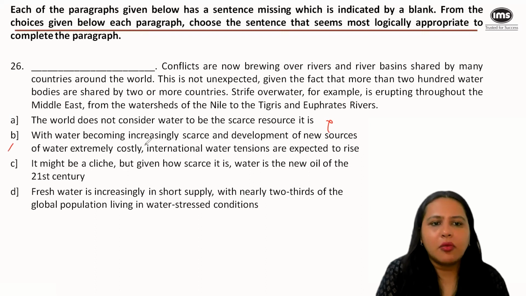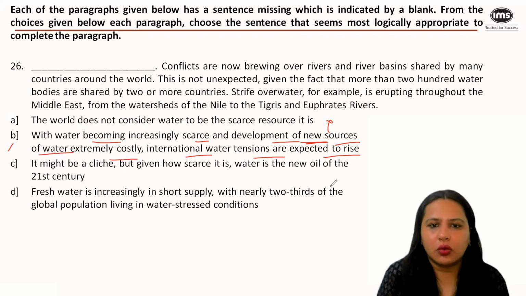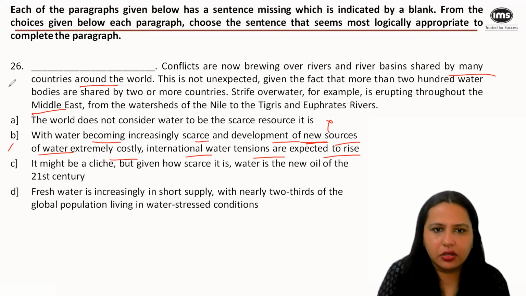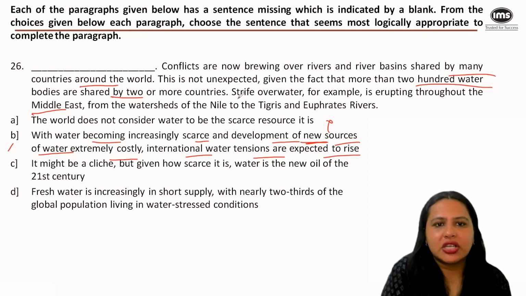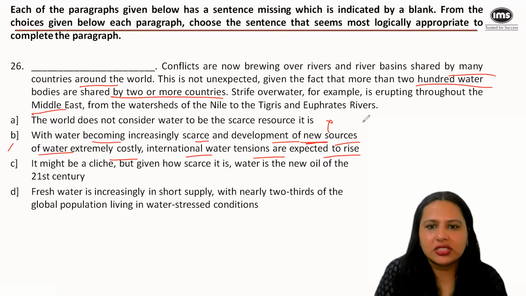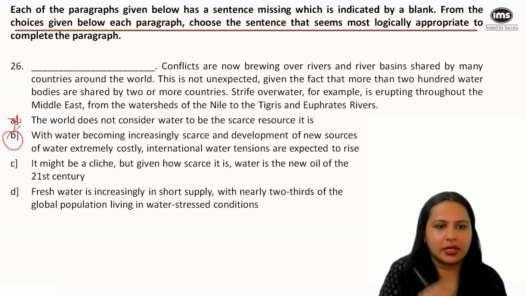B, with water bodies becoming increasingly scarce and development of new sources of water extremely costly, international water tensions are expected to rise. Now, they mentioned the Middle East, they have said that a lot of countries are fighting around the world, right? And 200 water bodies are shared by 2 or more countries. So all of this indicates the international aspect, which is also present in option B. So let's park option B for now. Let's look at option C.